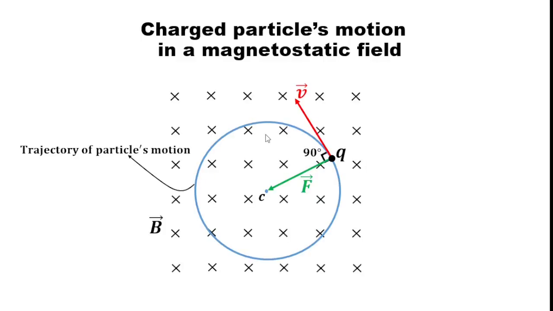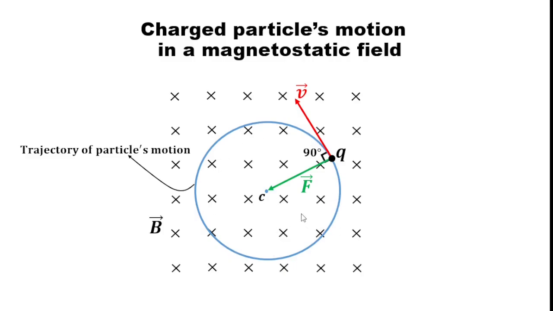It is a well established observable fact that when a charged particle with some velocity v is thrown exactly perpendicular to a uniform and constant magnetic field, the charged particle starts moving in a circular path as shown in the figure. In this figure, this blue colored circular path is the path of motion of the charged particle when its velocity is exactly perpendicular to the magnetic field.